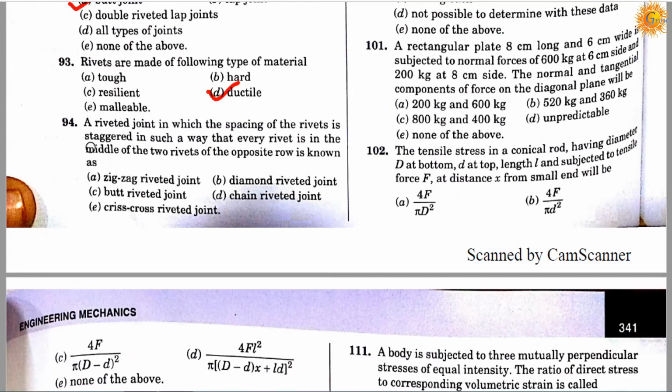Question number 94. A riveted joint in which the spacing of the rivets is staggered in such a way that every rivet is in the middle of the two rivets of the opposite row is known as: option A zigzag riveted joint, option B diamond riveted joint, option C butt riveted joint, option D chain riveted joint, and option E crisscross riveted joint. Correct answer is A, it's a zigzag riveted joint.